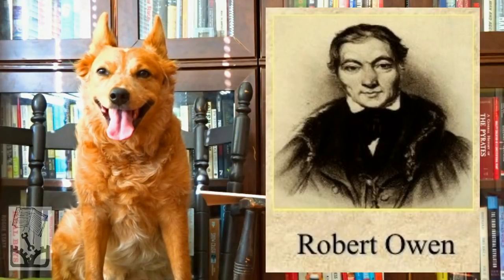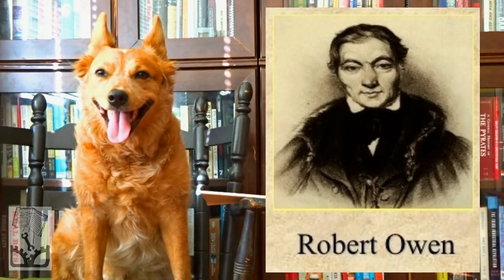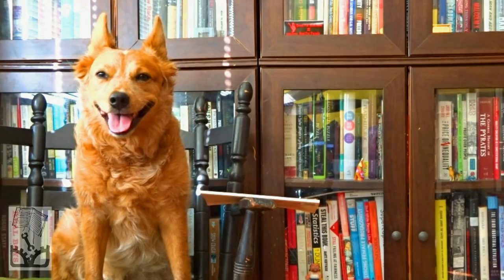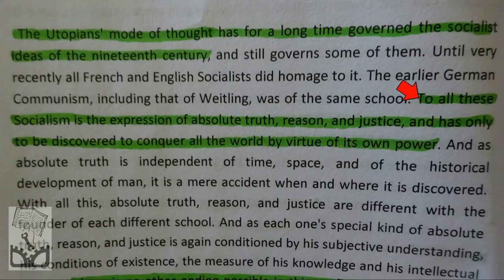And lastly, Robert Owen, who started a factory township in which drunkenness, police, magistrates, lawsuits, poor laws, charity were unknown, and all this simply by placing the people in conditions worthy of human beings, and especially by carefully bringing up the rising generation. And Engels explains that, to all these, socialism is the expression of absolute truth, reason, and justice, and has only to be discovered to conquer all the world by virtue of its own power.